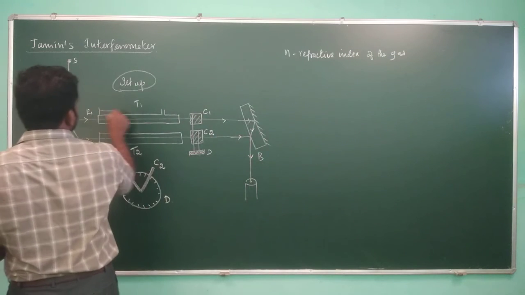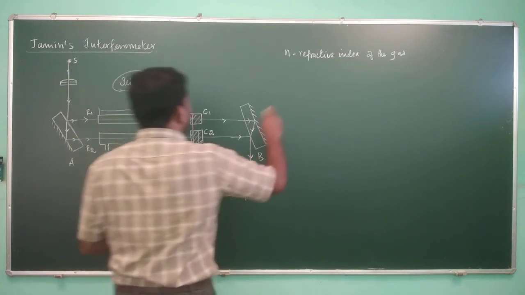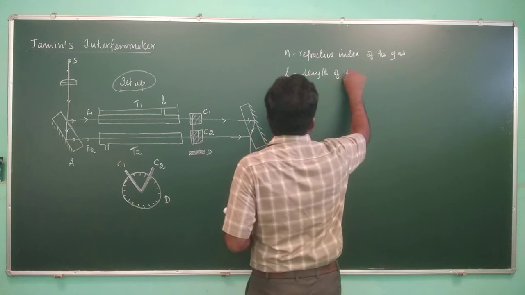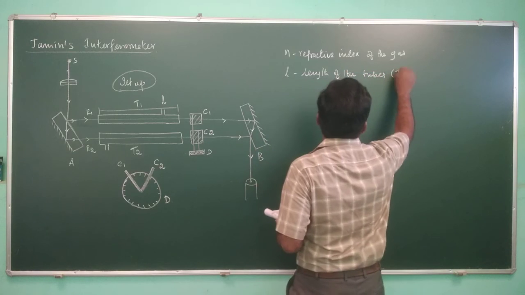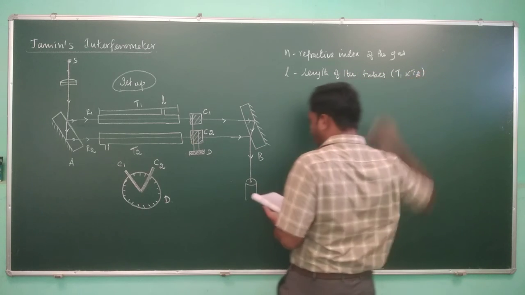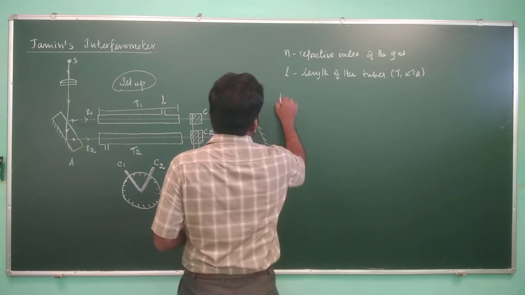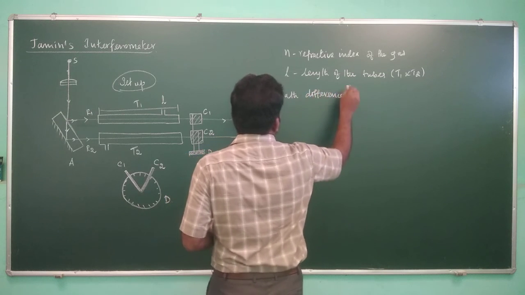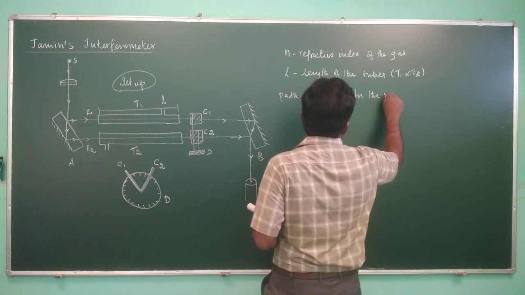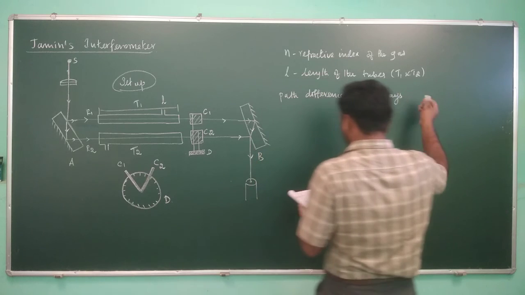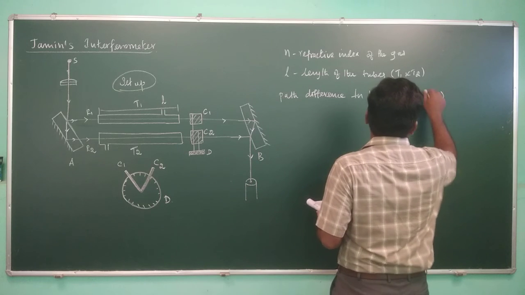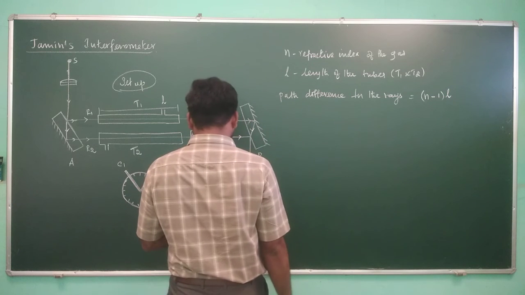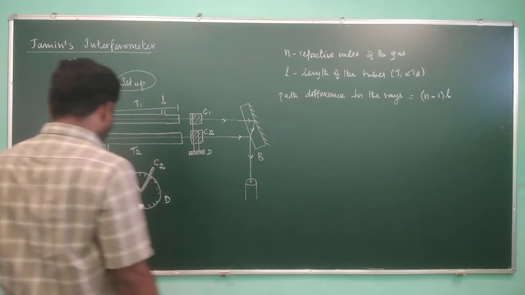Then L is the length of the tube. Both tubes have the same length, so the length of T1 and T2 is L. So now the path difference between the two rays is (n minus 1) times L. Okay, (n minus 1) times L, right?